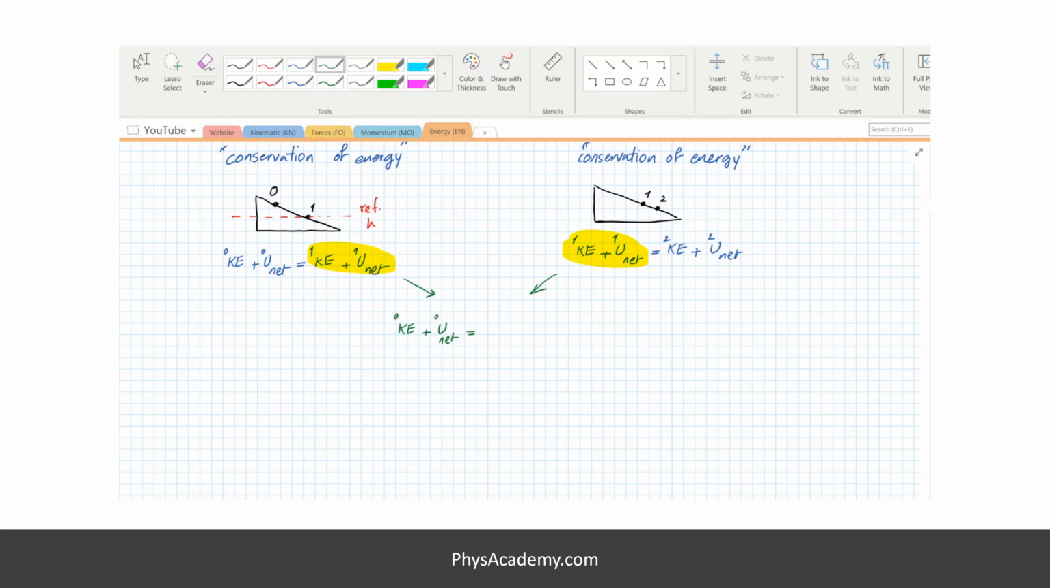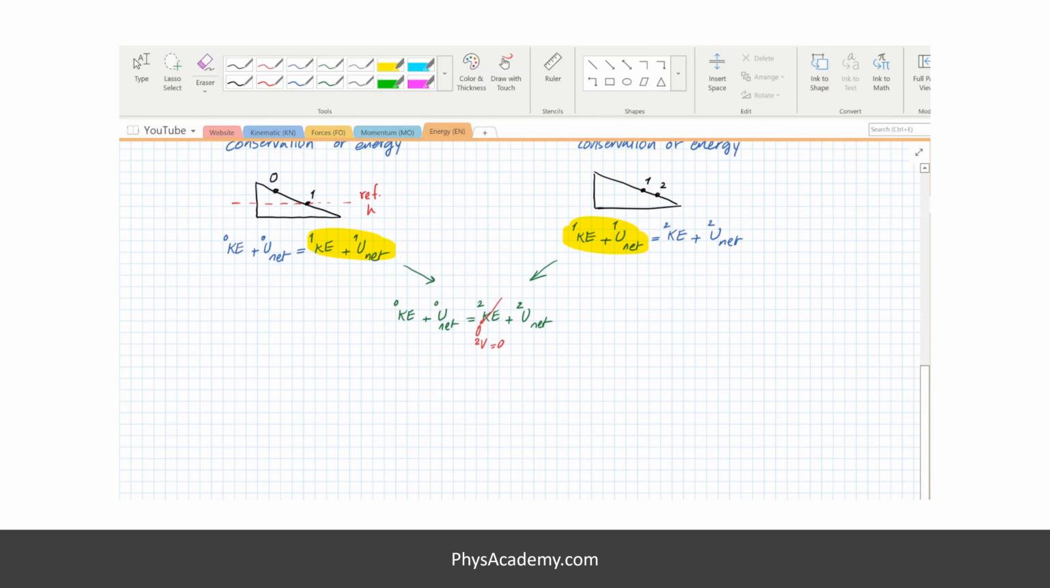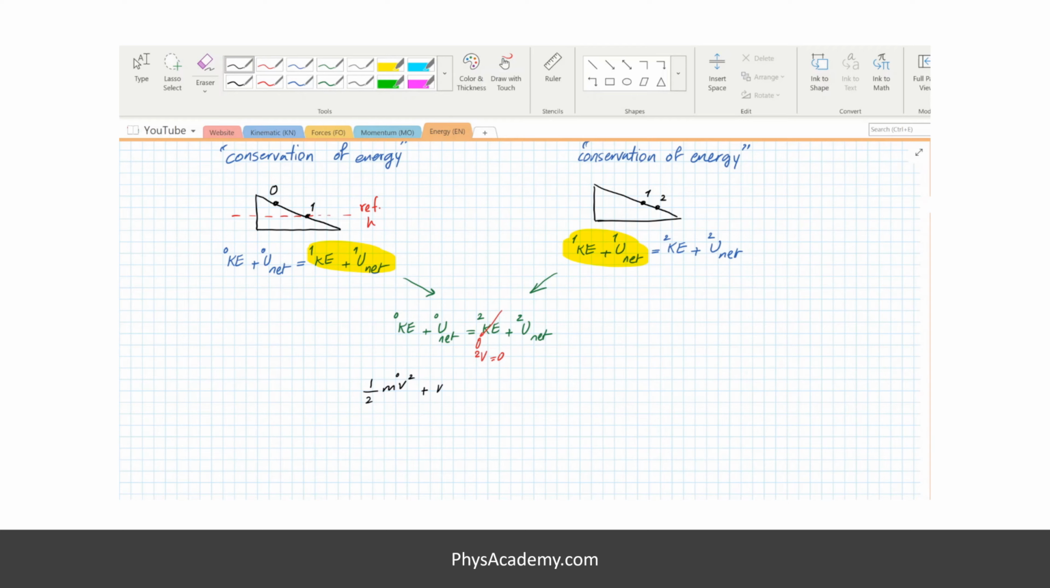Rewriting the energy conservation equation, on the left-hand side, we do have a kinetic energy and a gravitational potential energy, while on the right-hand side, we have a spring potential energy and a negative gravitational potential energy as the height of this final state is below the reference height.